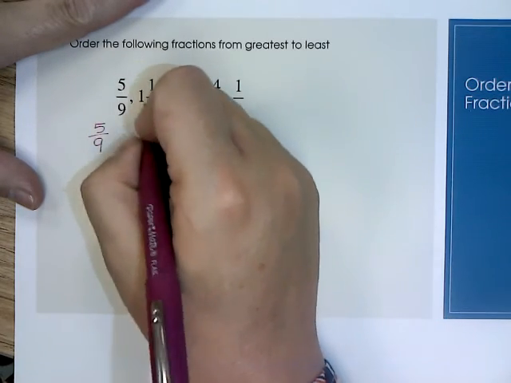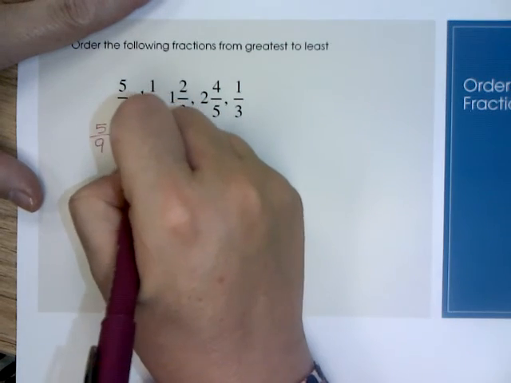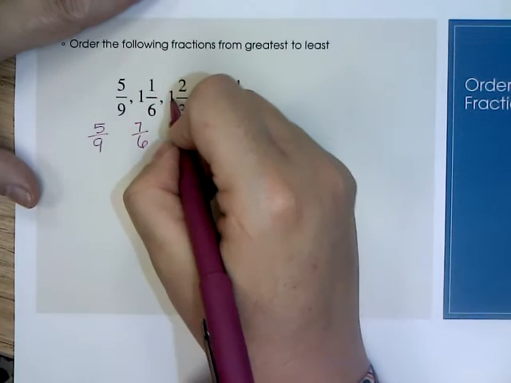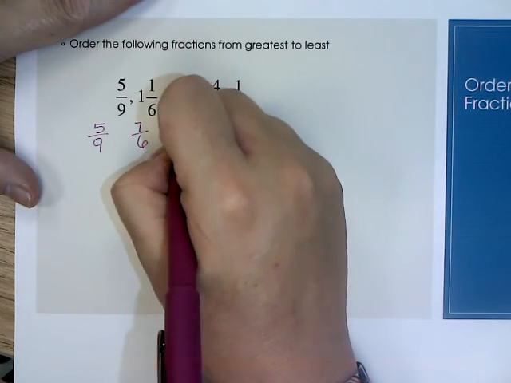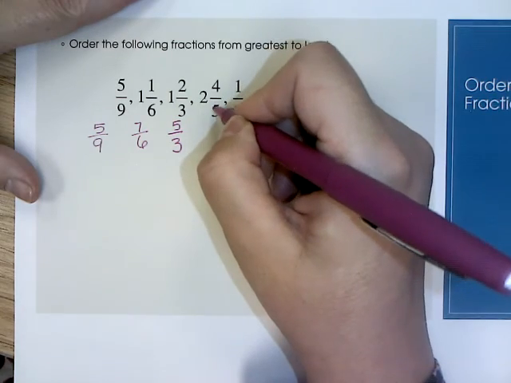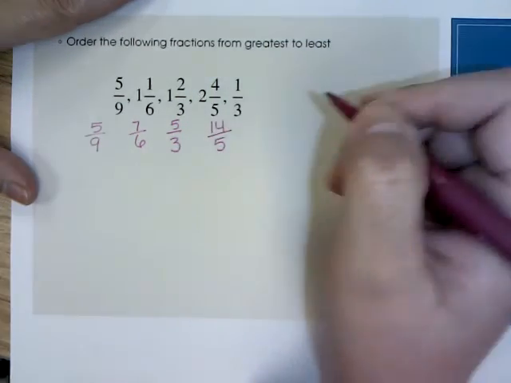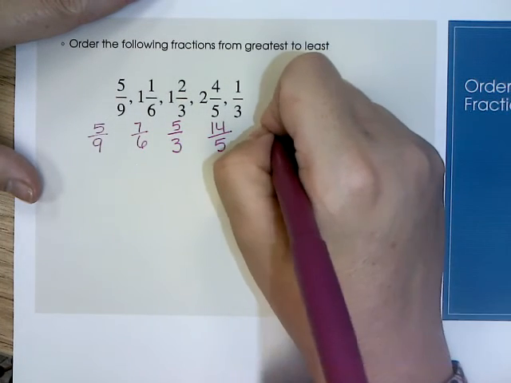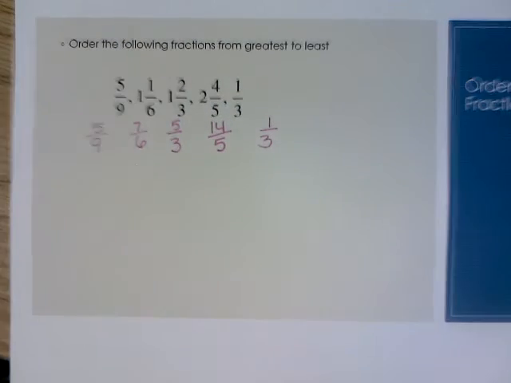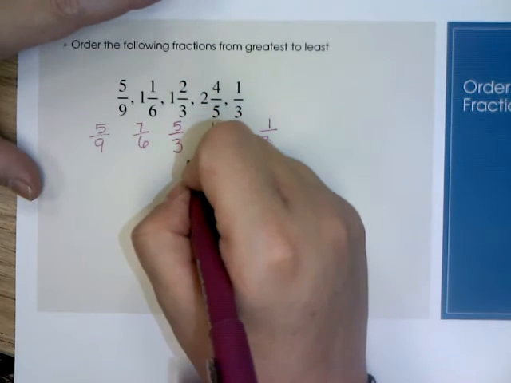Make everything improper. So 1 times 6 is 6 plus 1 is 7 over 6. 1 times 3 is 3 plus 2 is 5 over 3. 2 times 5 is 10 plus 4 is 14 over 5. And 1/3. And what I can do is I can make all of these into a common denominator.